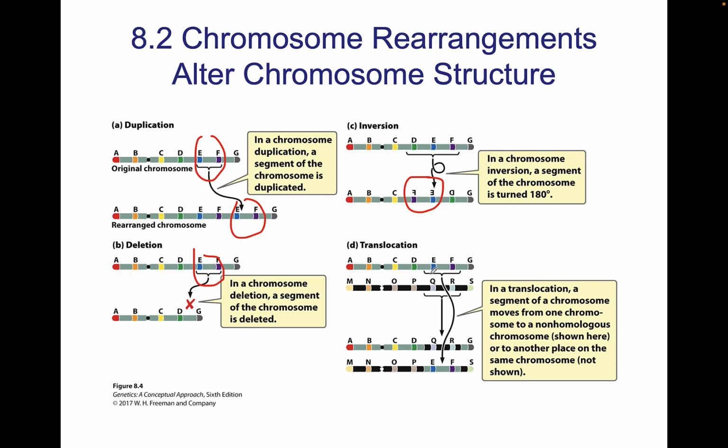And then translocation is where a segment of a chromosome moves from one chromosome to a non-homologous chromosome. So a portion of one chromosome is moving to another, non-homologous chromosome. Here you see that EF segment. Here's one chromosome, here's another. They're non-homologous, so they're not the same. And that EF portion has now moved onto the other chromosome. They've almost switched.